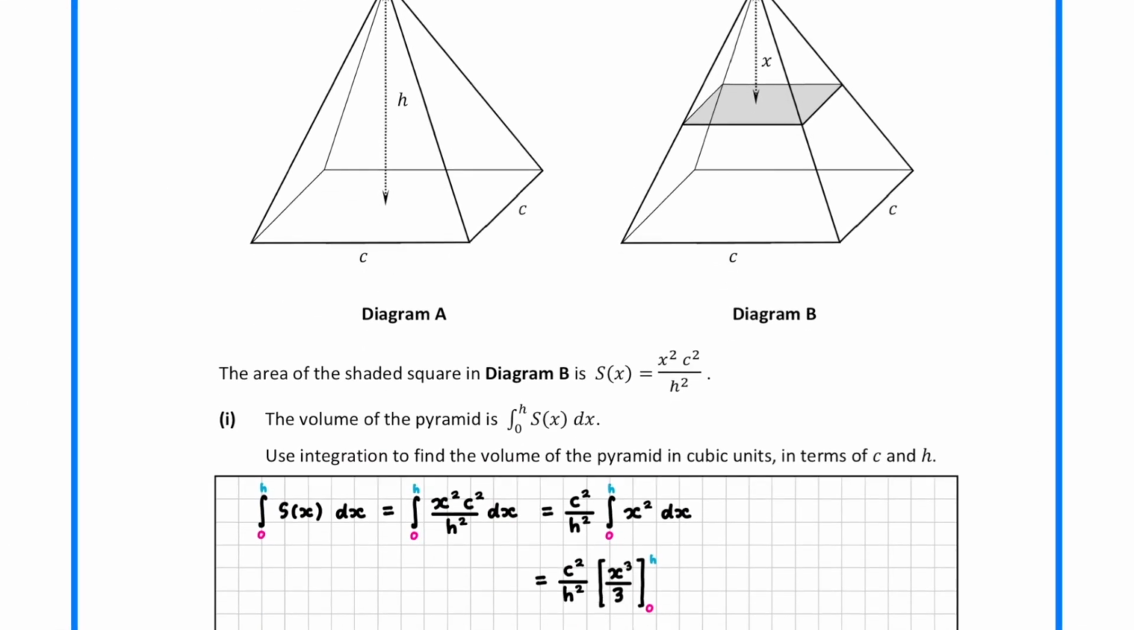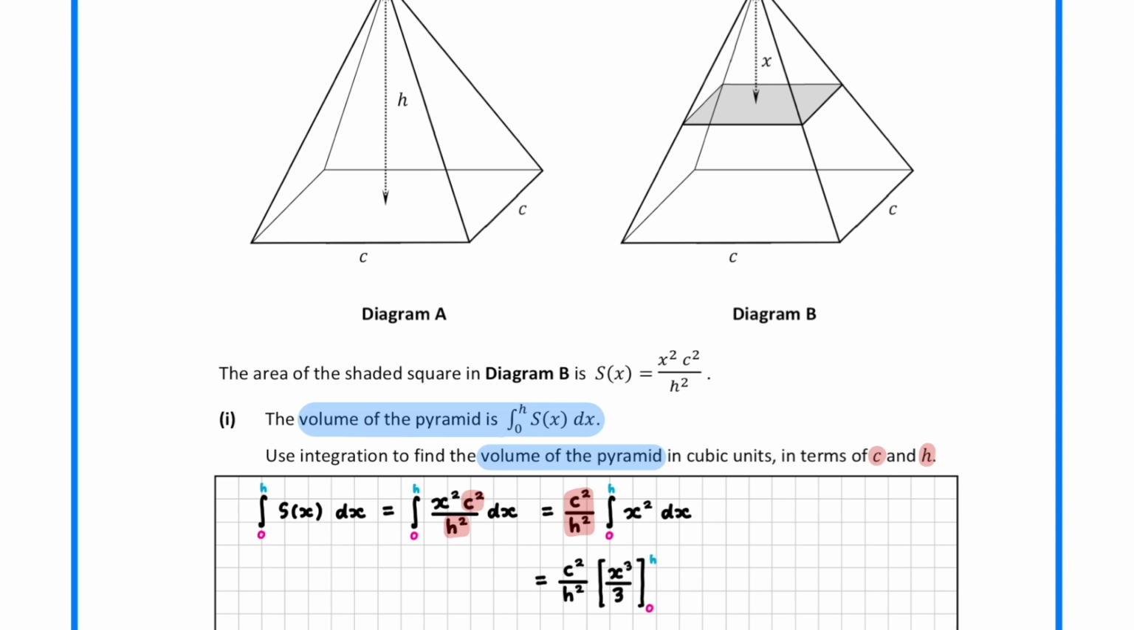In part E, we must find the volume of a pyramid in terms of the constants c and h. We're given an expression for the volume. It's the integral from 0 to h of s of x. So the question simply boils down to calculating this integral. We're told that s of x is equal to x squared times c squared over h squared.